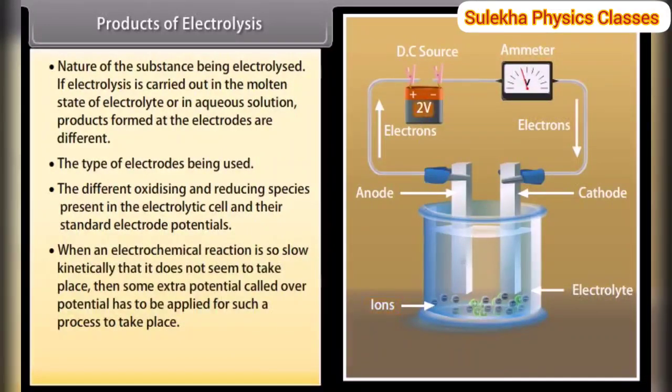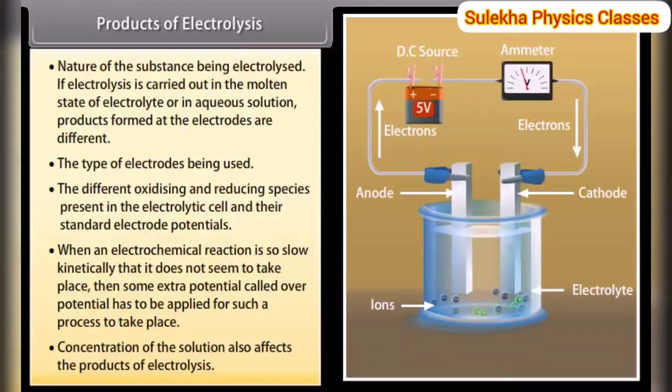When an electrochemical reaction is so slow kinetically that it does not seem to take place, then some extra potential called overpotential has to be applied for such a process to take place. Concentration of the solution also affects the products of electrolysis.